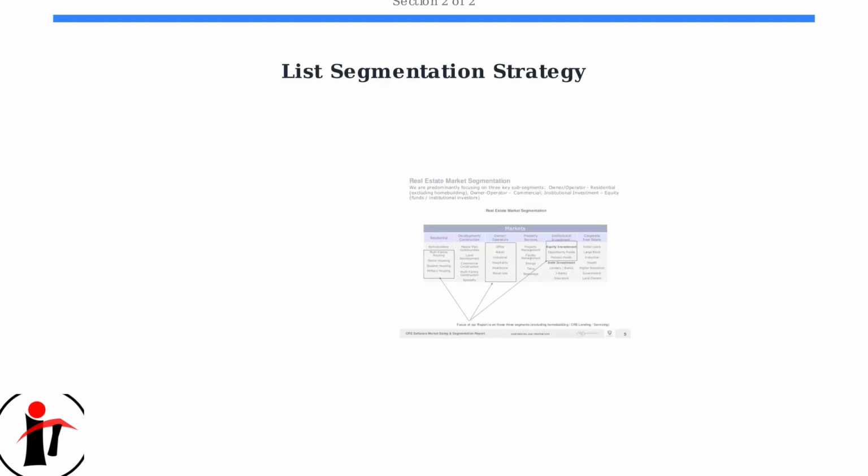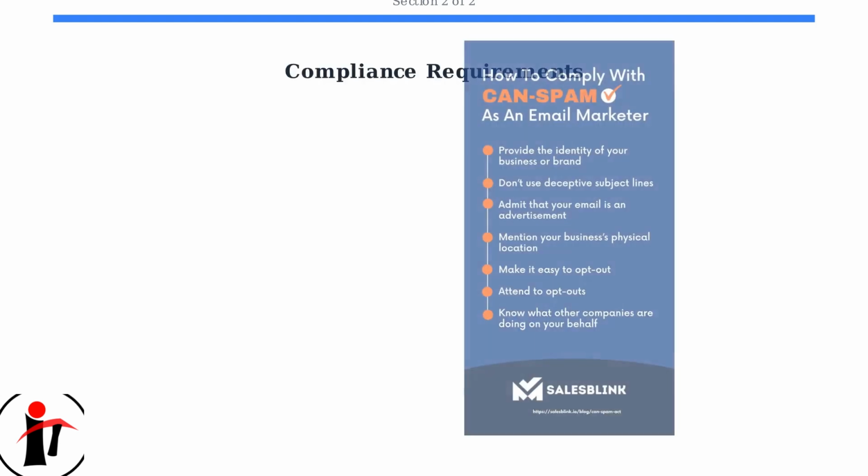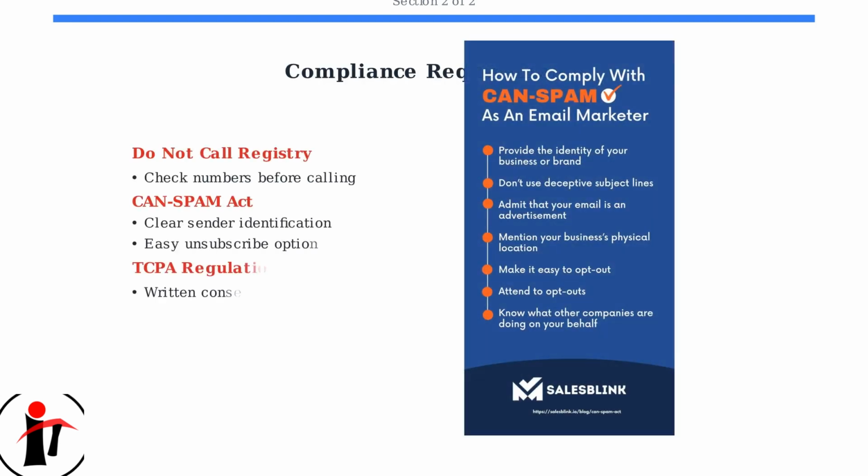Quality trumps quantity when building cash buyer lists. Segment your lists by investment type, price range, geographic focus, and activity level to create highly targeted campaigns that resonate with specific buyer personas. Compliance is critical for sustainable outreach. Follow Do Not Call registry requirements, CAN-SPAM Act guidelines, and state-specific regulations. Non-compliance can result in hefty fines and damage your reputation.